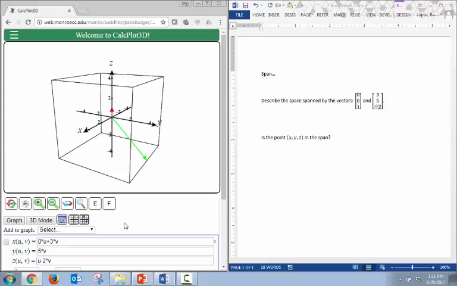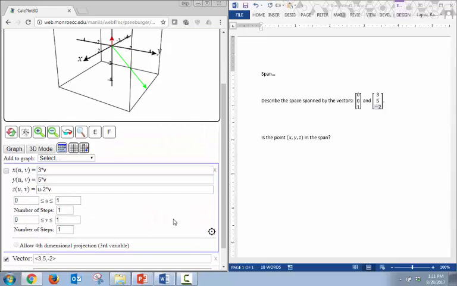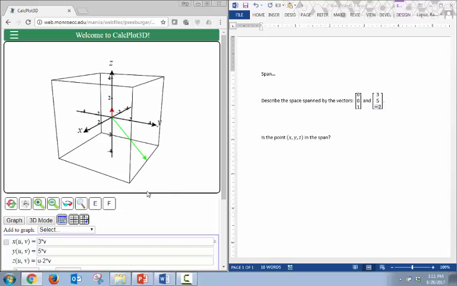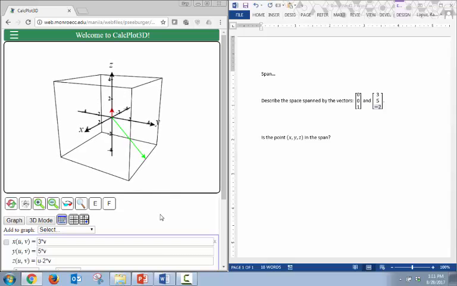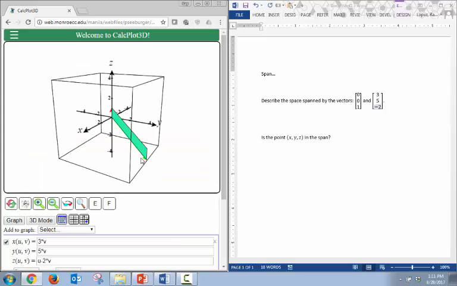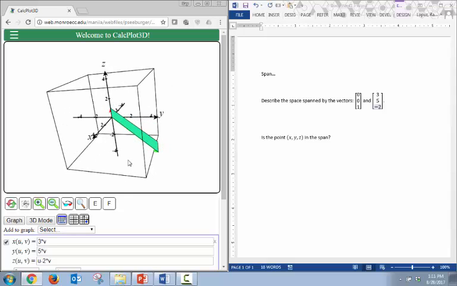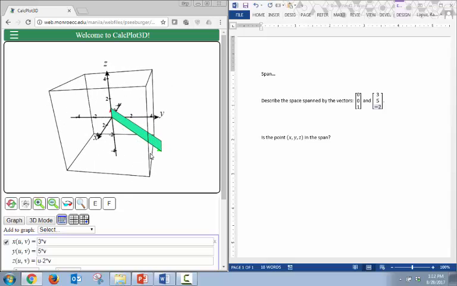Graph? It didn't graph anything. What happened? Oh, maybe we'll put 2 steps here. No, what happened? What's going on? Oh, I have to click. There it is. We'll stick with 1 and see. So this is that parallelogram that they have, right?